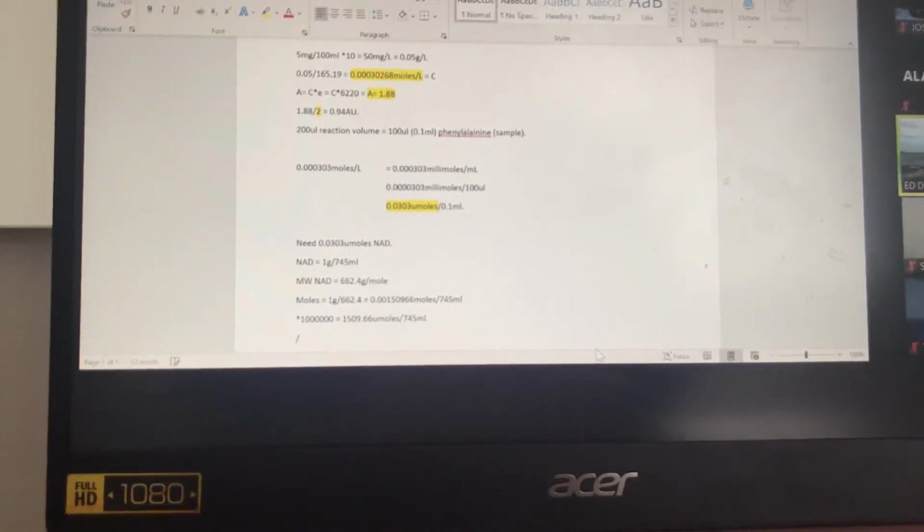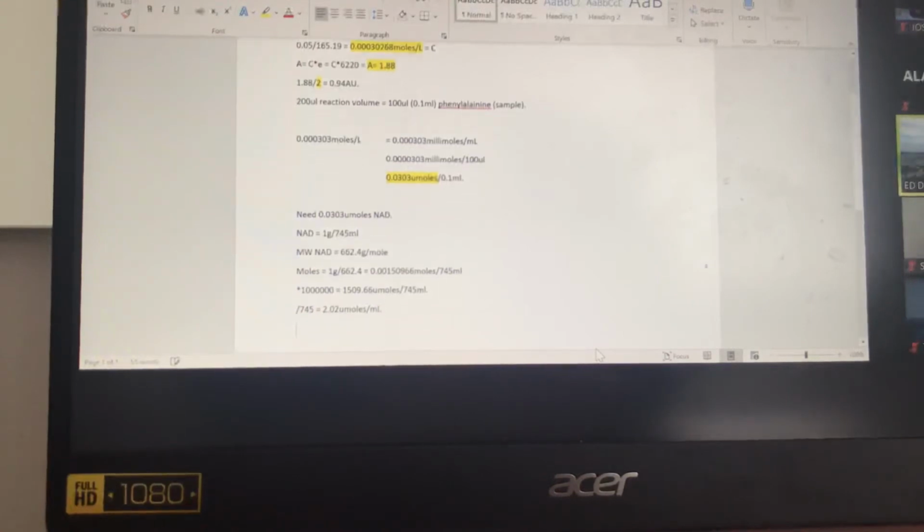Of course, you divide by 745. So if you divide by 745, you get to 2.02 micromoles per millilitre. So every 1 millilitre of that NAD solution gives you 2.02 micromoles. And from there, you can work out how many micromoles you would have in a microliter. So, of course, divide by 1,000 again, because the microliter is 1,000 per millilitre.